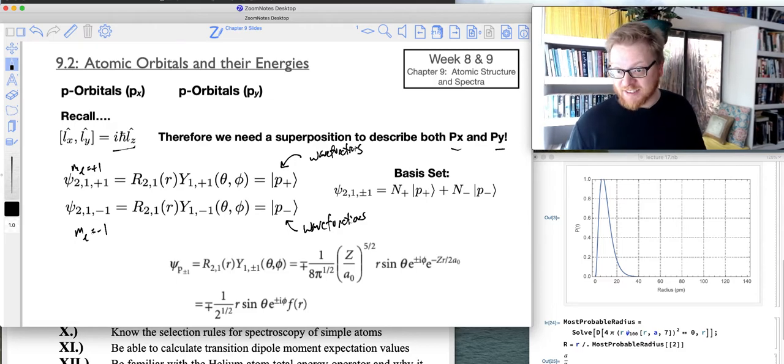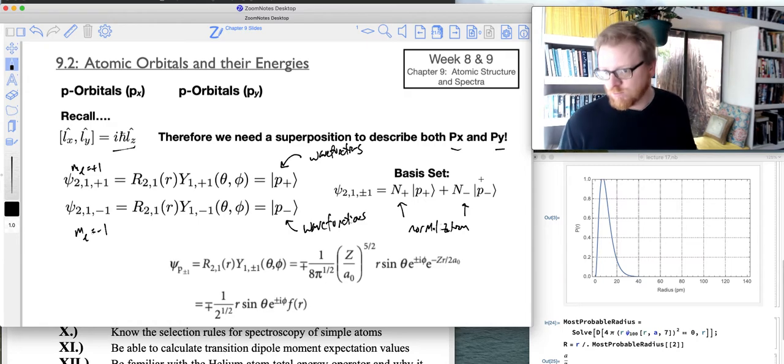So we have to make a basis set of them. Okay? And again, that's because of the uncertainty that arises in the x and y dimensions. So our basis set becomes psi21 plus or minus 1. And the way that's going to go, this is the superposition we've created, where these N's, of course, are normalization constants. And we have the superposition of the p plus and the p minus state, which corresponds to ML plus or minus 1. Okay?